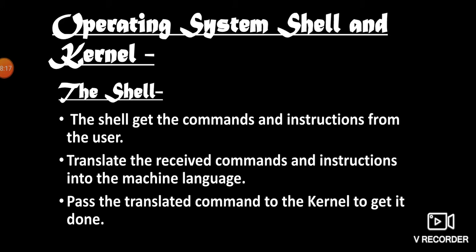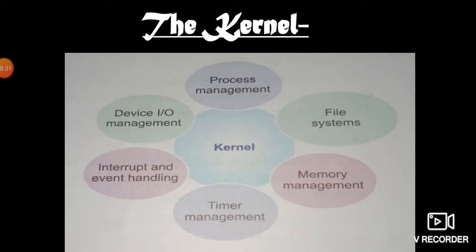Now you can all see that the shell works on the upper layer, and the kernel works at the lower layer of the operating system. Now I'm going to the kernel here. You can see what a kernel does. It does all the process management, because what a shell does is just get the request from the user, convert it and forward it to the kernel.